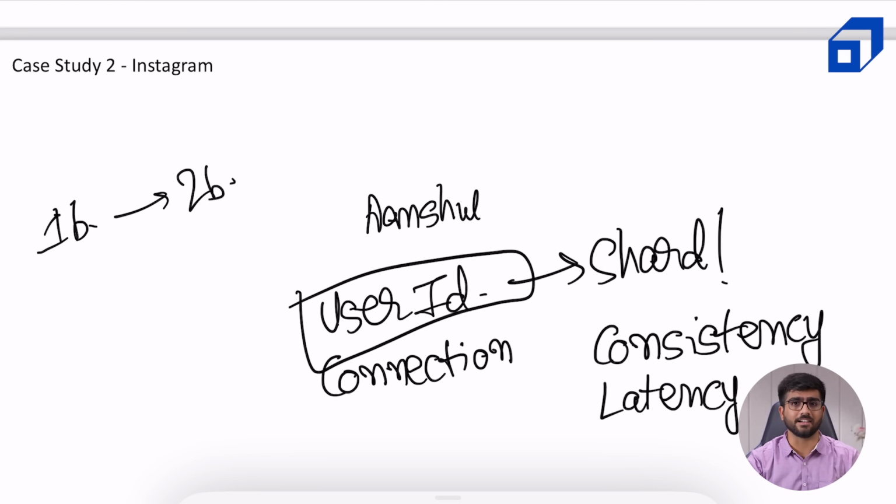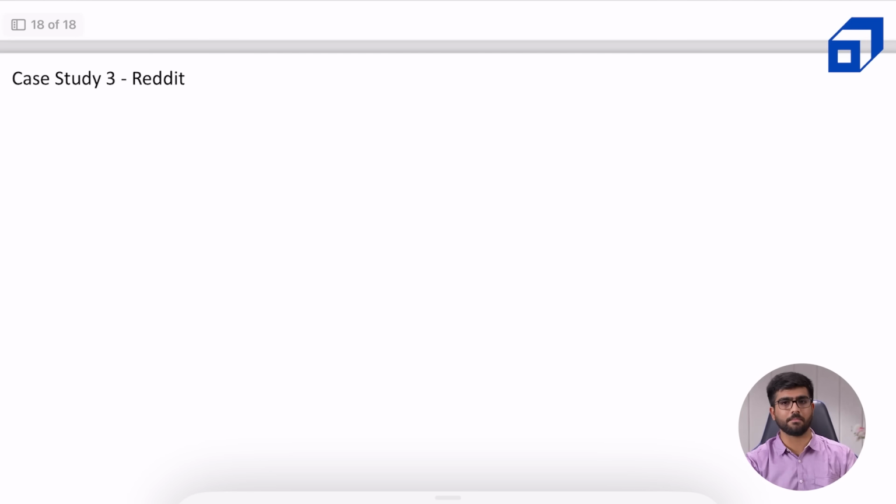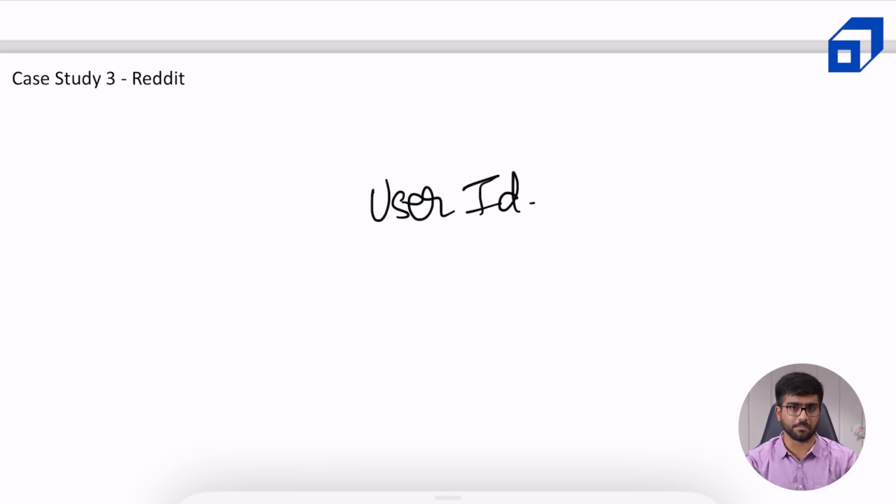Now the third case study is interesting. Right now I have talked about 2 case studies in which sharding has proved to be beneficial. The third case study is of Reddit, where people post thoughts and some people comment on those thoughts and so on. What happened in Reddit was they decided to shard the data based on user ID, similar to what Instagram did. The shard key is user ID.